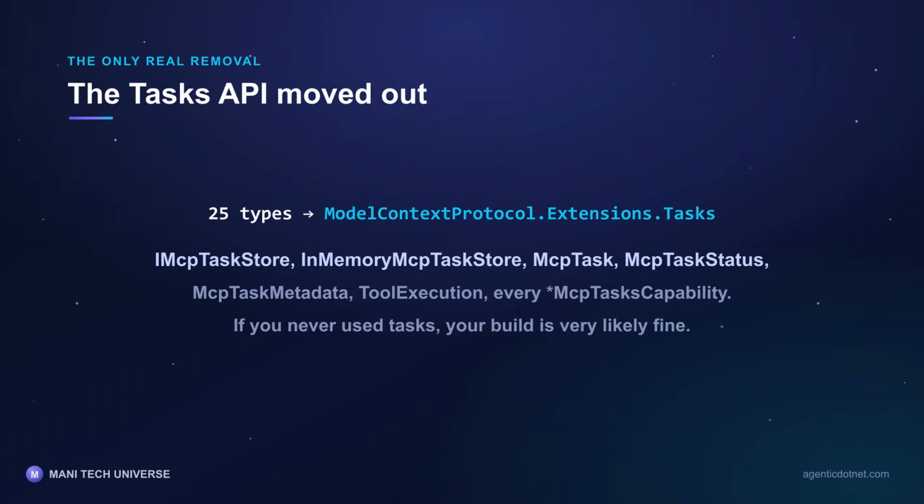And here's the good news. All 25 removed types are the same thing, the tasks API. It hasn't been deleted. It has been extracted into a separate package called ModelContextProtocol.Extensions.Tasks. So if you use long-running tasks, your migration is to add that package reference and carry on. And if you never touch the tasks API, which is most people, the removals do not affect you at all. Your build very probably just works.